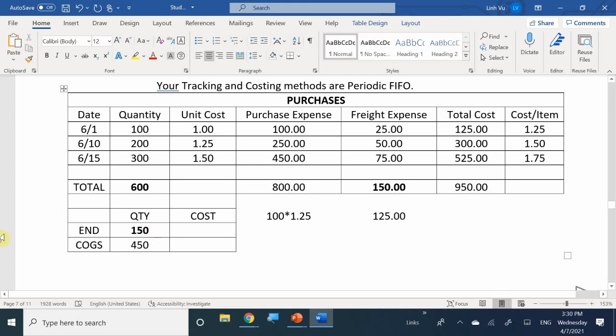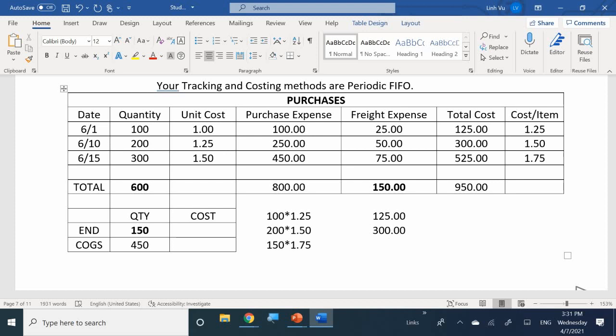125, okay? What's the next batch I'm going to take? The second, for the full 200 at what price? $1.50, yes, which does give you 300. Good. Last but not least, that's a total of 300 items. How many more do I need to sell? 150. 150 at what price? 1.75. So let's calculate that. 262.50.